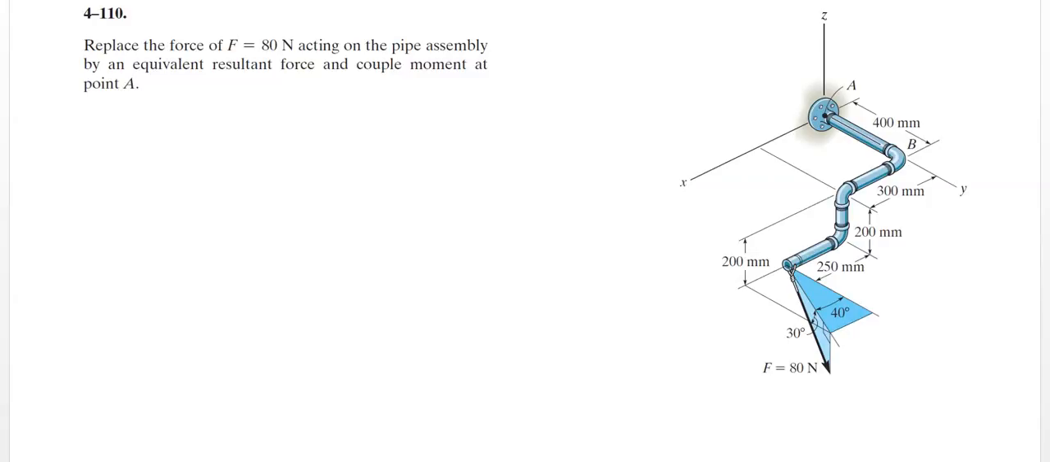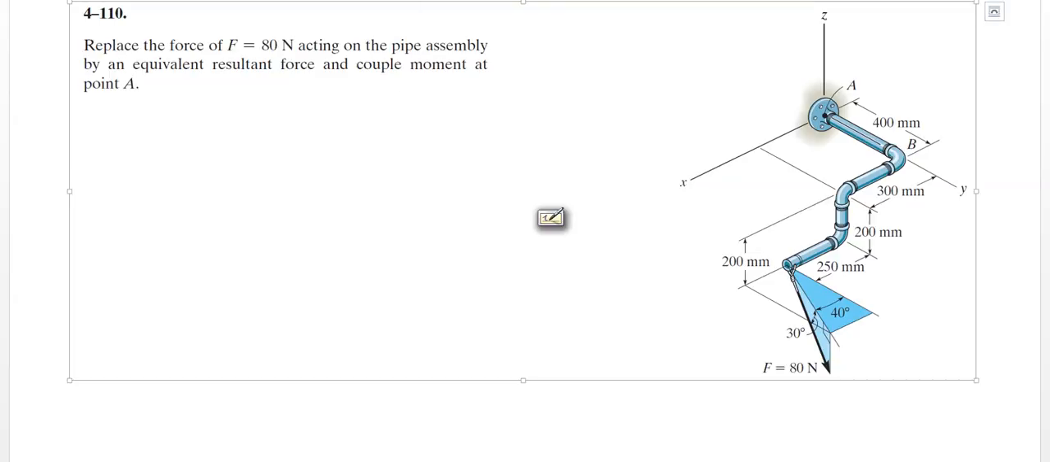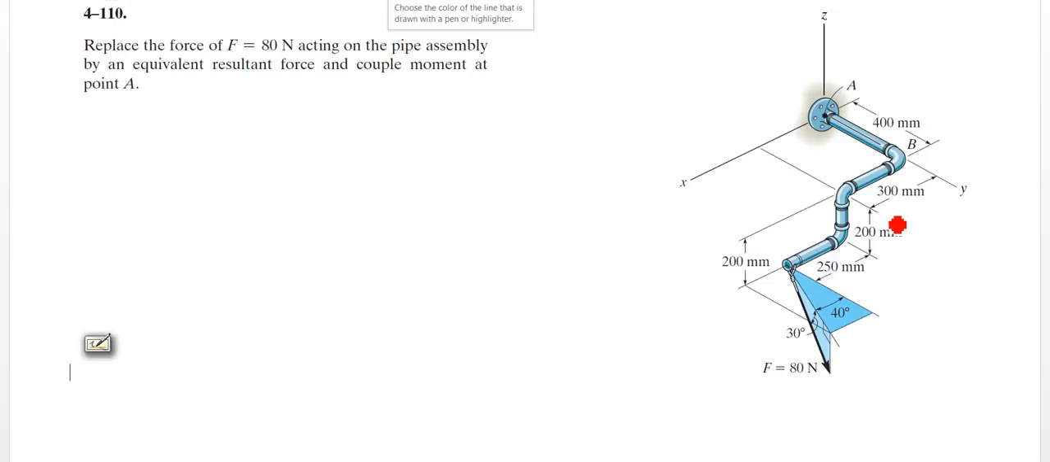Okay, we'll work through homework problem 4.110. So in our problem here, we have a number of things going on. We have this pipe coming out from the wall, towards us, down, towards us some more, and then at that end we have a force acting. We can see that it's acting out and down from that location, so there's some y component, x component, and z component to that.